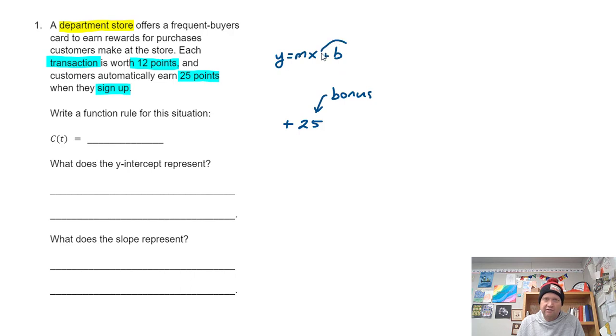And this is our initial value. Or what if I don't sell anything? What if my x is 0? I still have an initial bonus of 25 points. And so that's where our y-intercept is going to be.